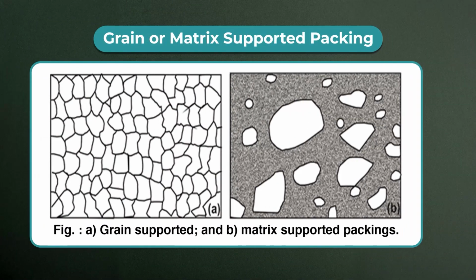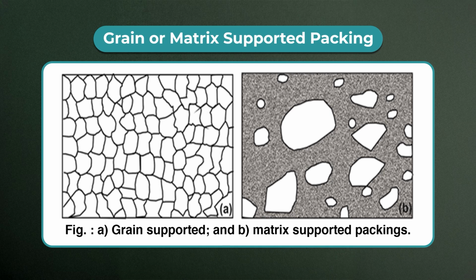Similarly, the grains could be, as I told you just now, either grain supported or matrix supported. On this side, you can say the grain supported packing: each grain is coming in contact with each other, and they all combine together and retain their shape in the form of a rock. On the other hand, there is matrix supported packing. There are large grains here, all supported by fine grain material, which is formed by the breakdown of these materials.